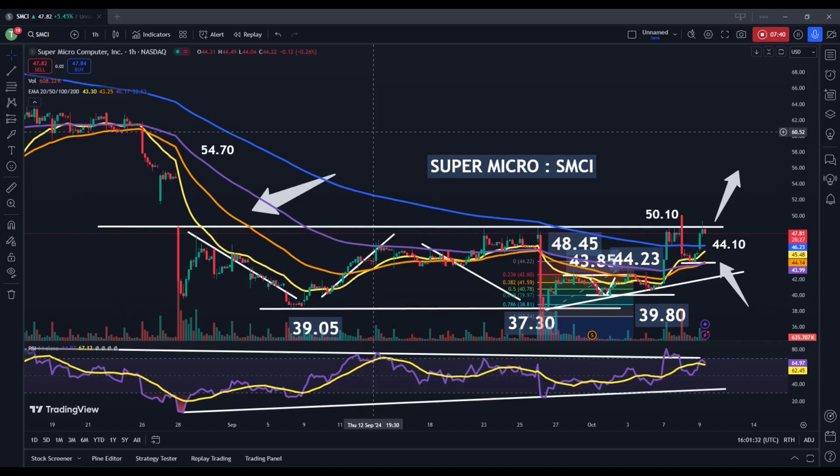So here's the current stock market analysis for Super Micro Computer, stock ticker SMCI.